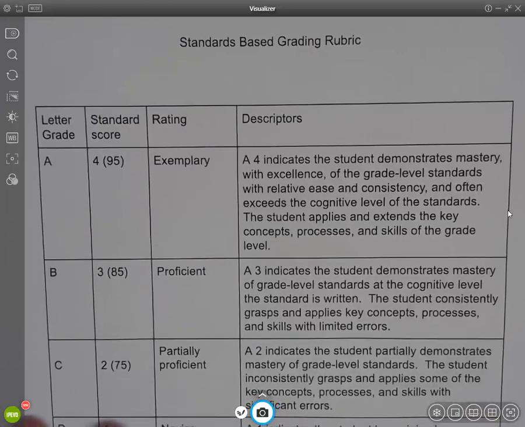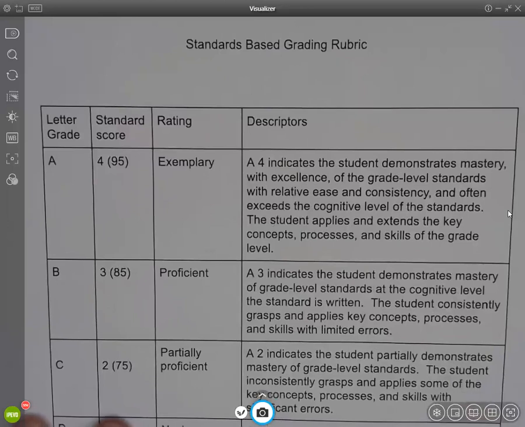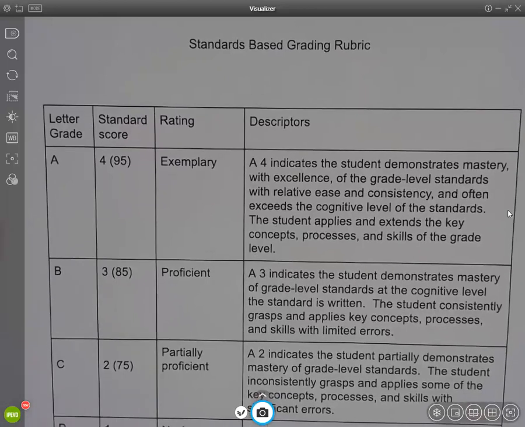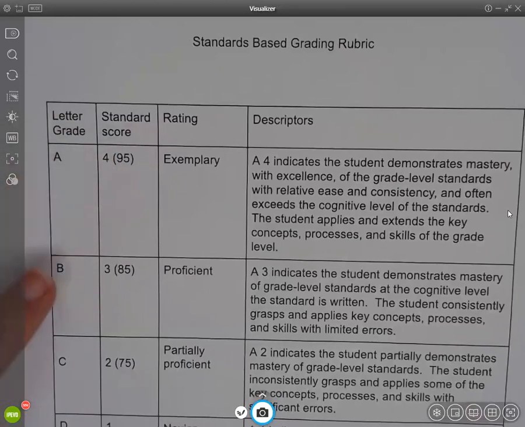Here is the standards-based grading rubric. This is posted on Google Classroom under Course Management. Assessments will be graded according to this rubric. So for an A, a score would be 4 or 95% or 9.5 out of 10.